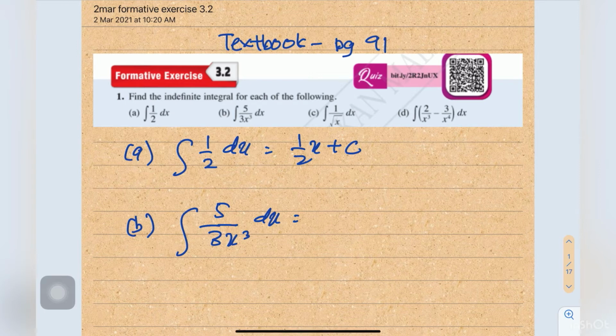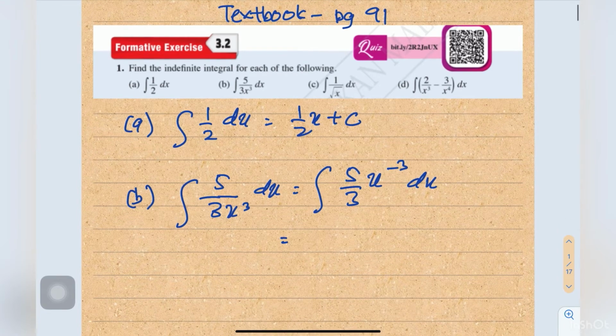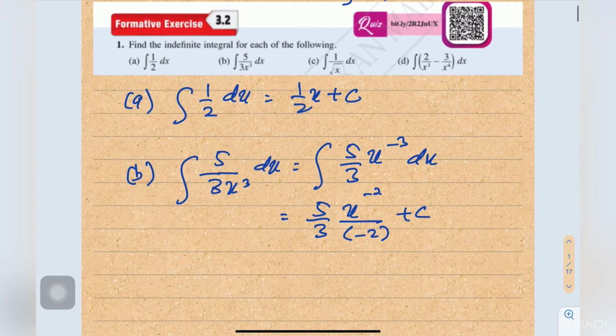For this question, you have to move up x cubed first. So it becomes 5 over 3 x power of negative 3 dx. Here we start to integrate. The power will increase by 1. So 5 over 3 x power of negative 2 over negative 2 plus c. Then finally we simplify. We get negative 5 over 6x squared plus c.